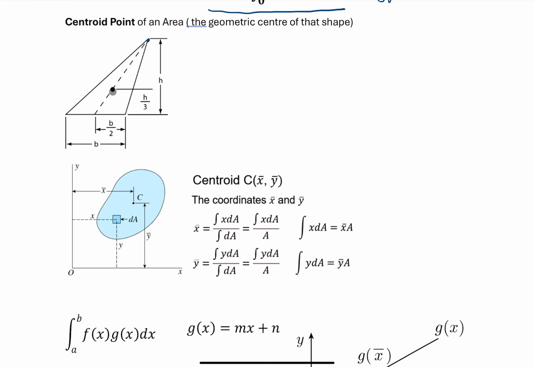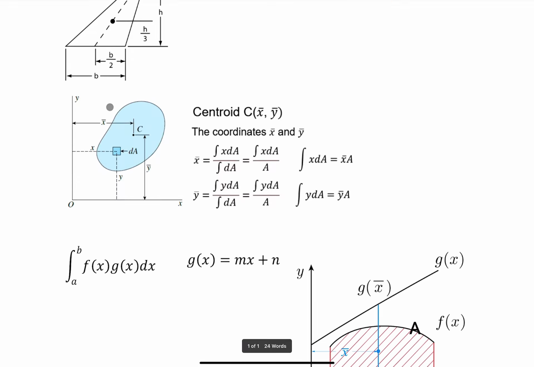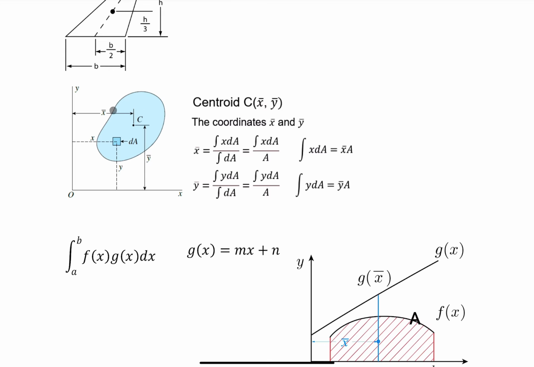So this is a very common centroid point we use for triangles. Probably we all know that. But if we have a general shape, with centroid point C on this shape, how do we get the coordinates of this centroid point? We have two equations shown here to help us calculate the coordinates of this centroid point.